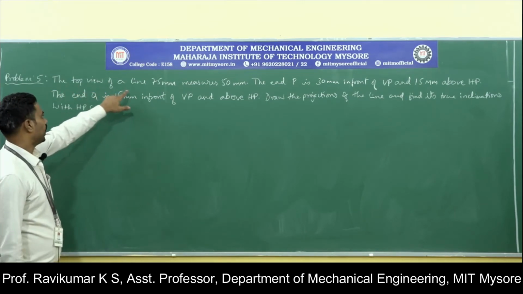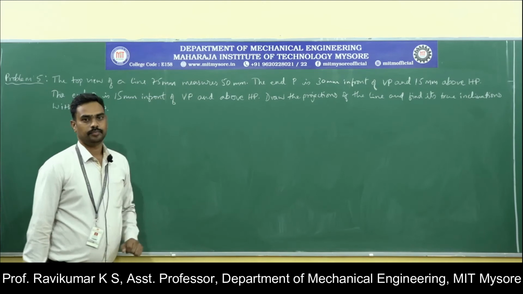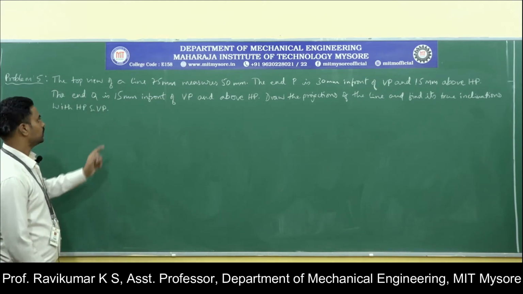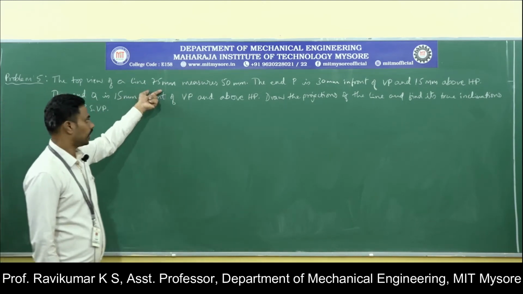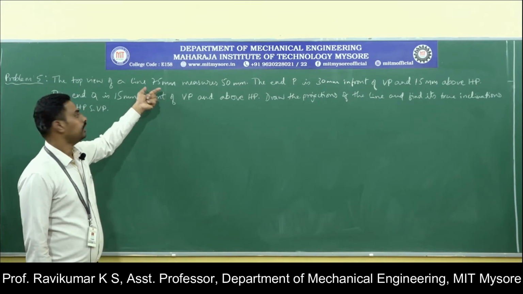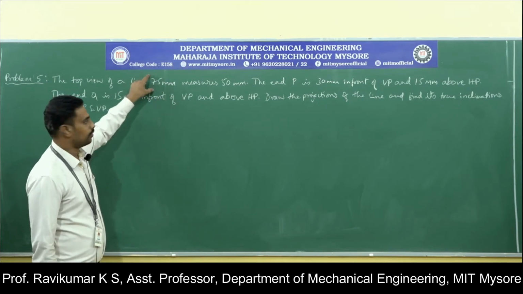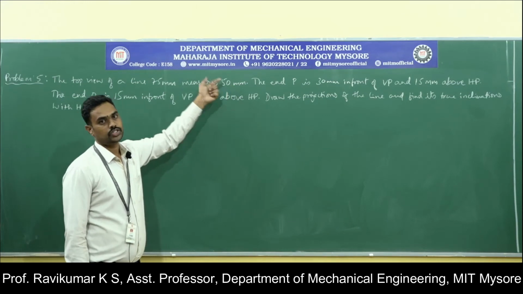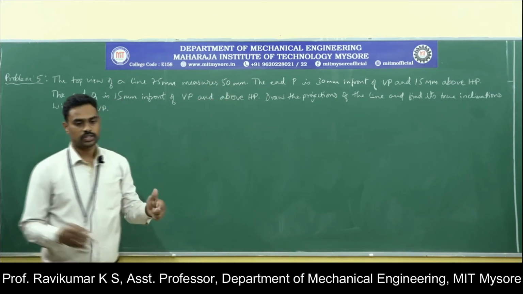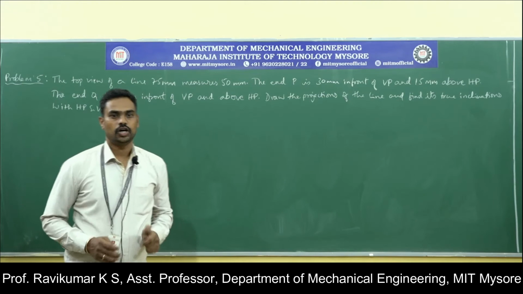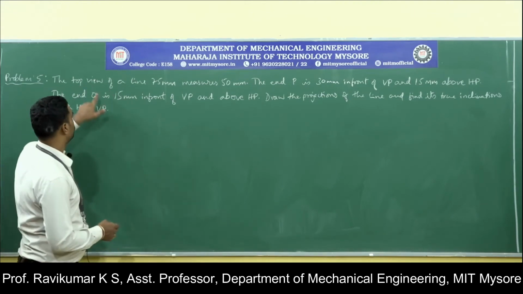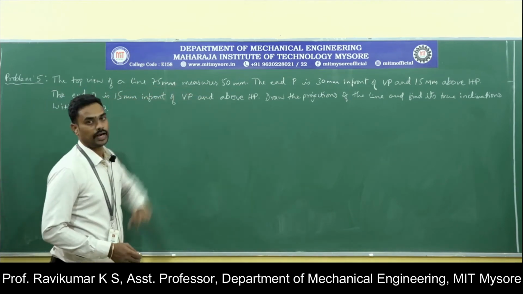The top view of a line 75 mm measures 50 mm. What does it mean? It means the true length of a line is 75 mm, and the top view of the line is measuring 50 mm. So the apparent length is 50 mm, because apparent length will be shorter than the true length. Therefore, this is the true length and this is the apparent length.